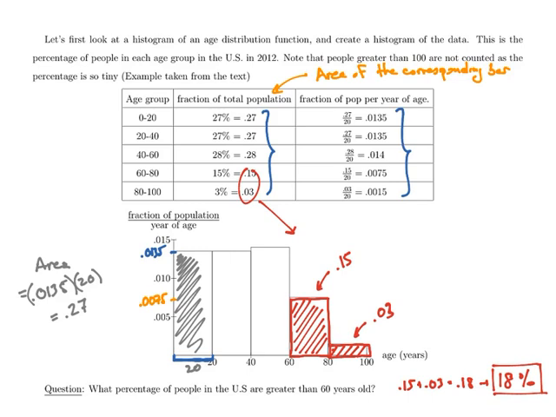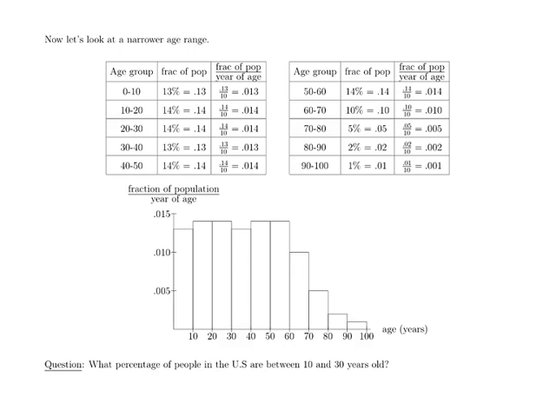All right, so what we're going to do now is instead of looking at age groups of 20 years, we're going to shorten the age group and look at 10 years instead. So here is the same data, but now we're going to break it up into 0 to 10, 10 to 20, and into the different decades. Same thing applies. Note that the fraction of population divided by the year of age, now we are dividing by 10, because that is the length of the age range. That's how many ages we're considering in there.